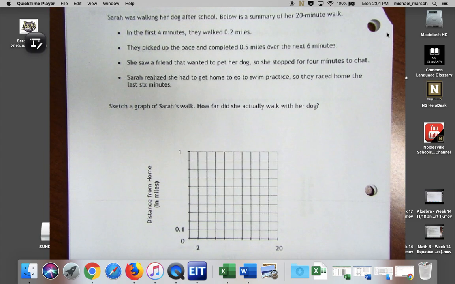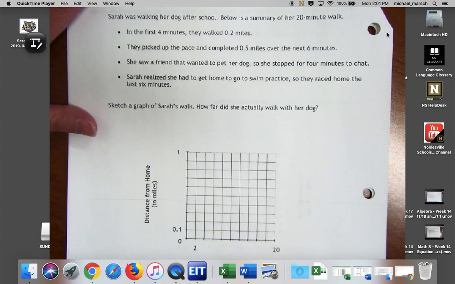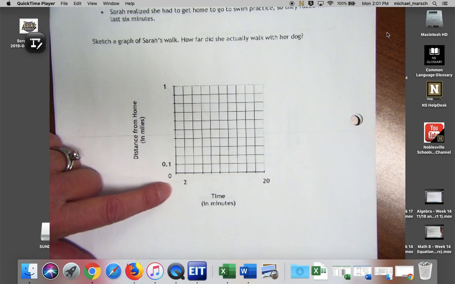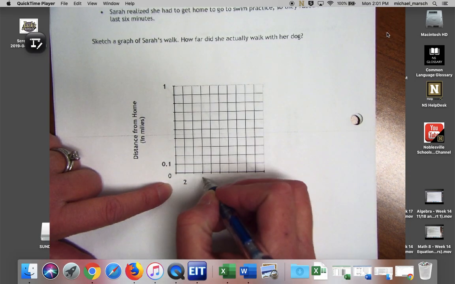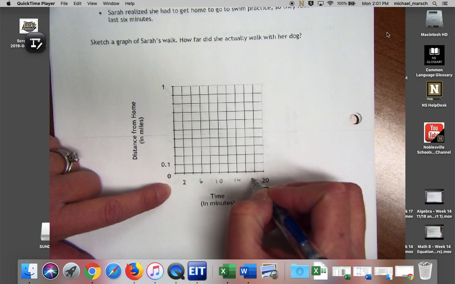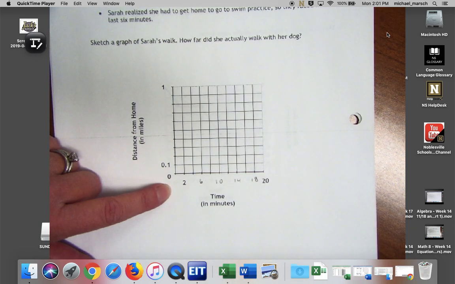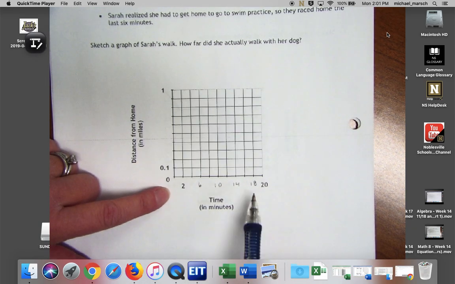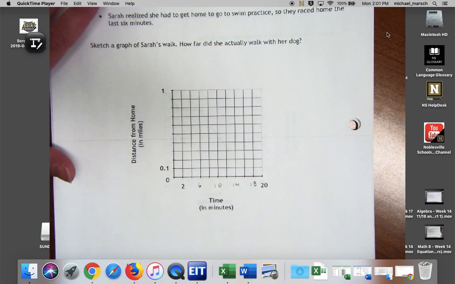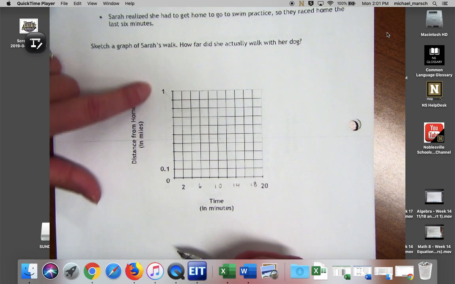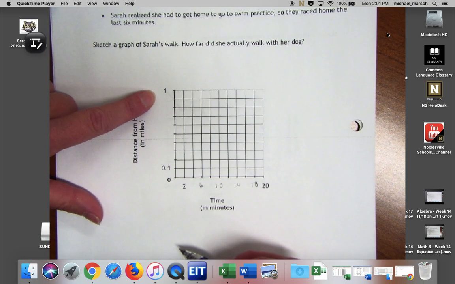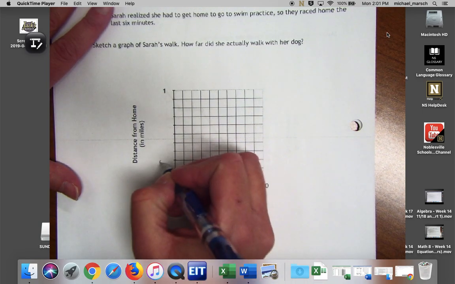Sarah is walking her dog after school. Below is a summary of her 20-minute walk. All right. So we have to go down here and fill in our increments first. So this time it's going by 2 minutes. So I've got some of my numbers in there so it's not too cramped. But it's still all equal increments. And then how about my y-axis? What are these increments? So this is going to be 0.2.